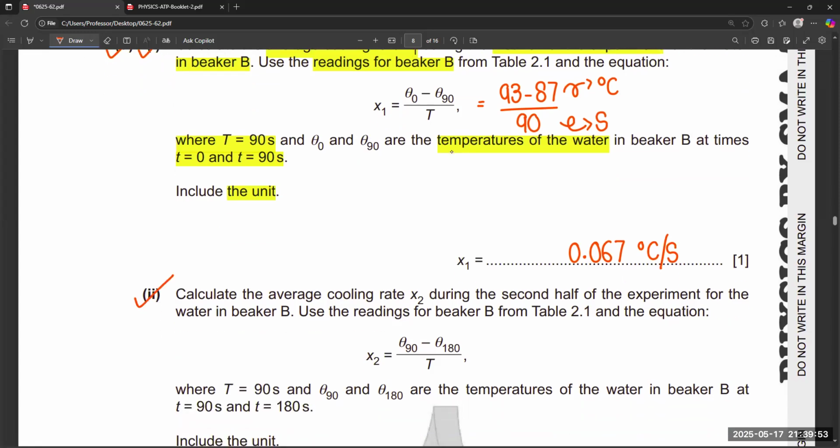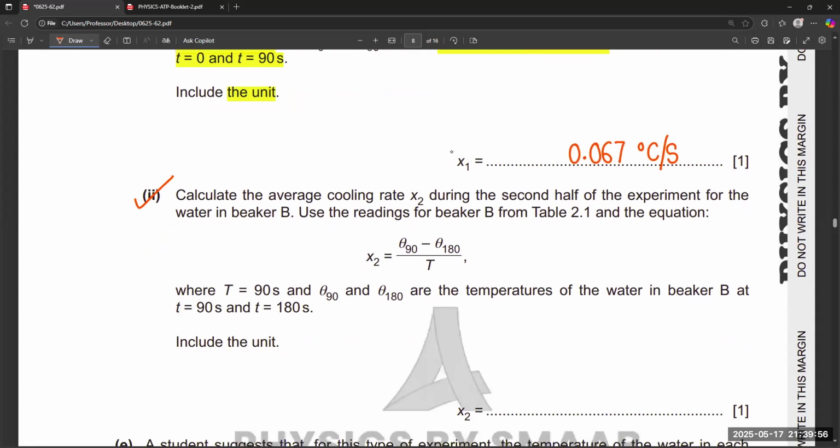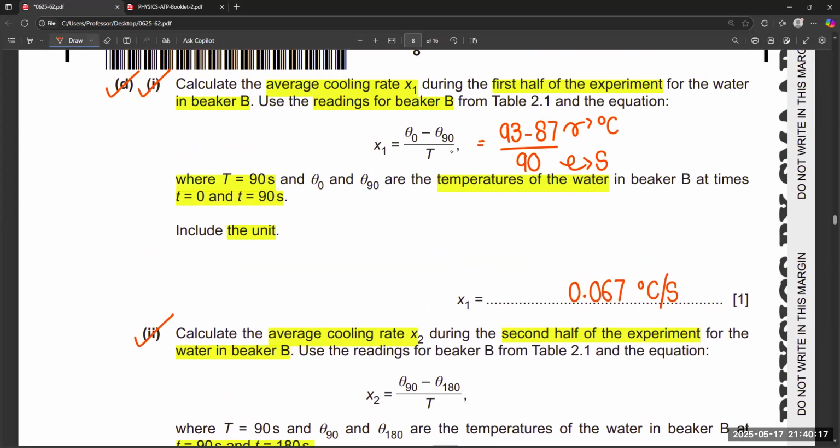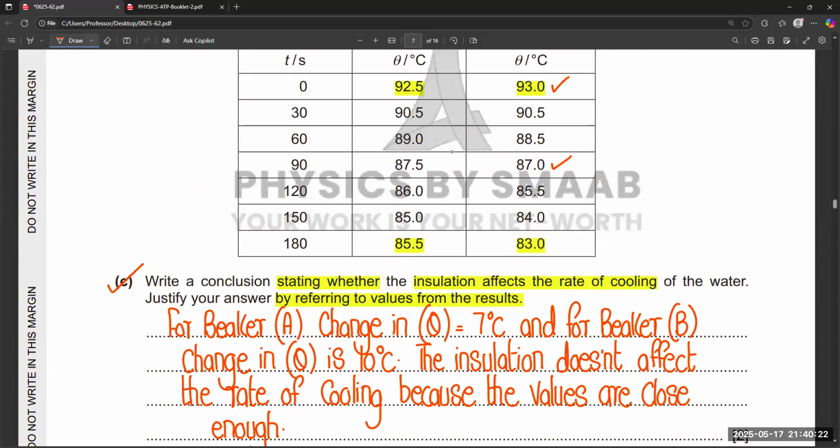In the same way, if we consider the second part, we have another average cooling rate during the second half of the experiment for water in beaker B. Again, we have to use the readings, but this time from 90 till 180. So from 90 we have value 87, and at 180 we have 83.